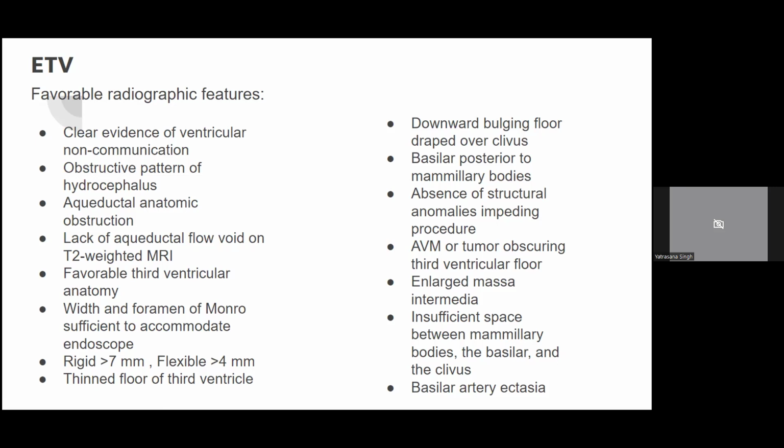If there's a thin floor of the third ventricle, if there's downward bulging floor draped over the clivus, if the basilar is posterior to the mammillary bodies, with absence of structural anomalies impeding the procedure, as well as if there's an AV malformation or tumor obstructing the third ventricle, obscuring the third ventricular floor, with insufficient space between the mammillary bodies, the basilar and the clivus, and with basilar artery ectasia.